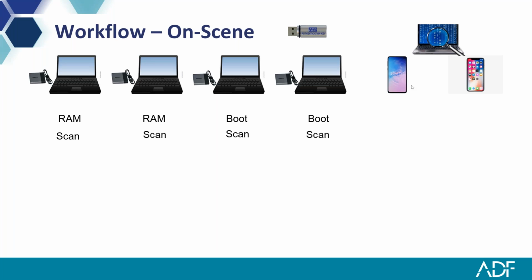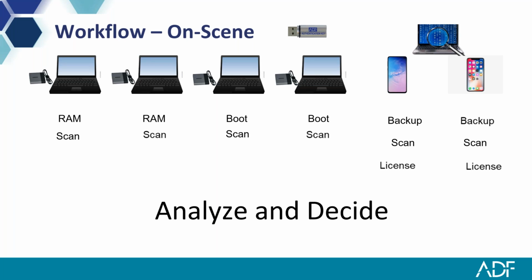So if I go to the 2 phones, I have a laptop on scene with me. I can back up the first phone, take that off, then back up my second phone. And then once both of those are backed up, I can scan both of them at the same time with that one license. And then when all that's done and they're all scanning, whatever one finishes first, I can go back, do the analysis, and make my decision right there on scene.